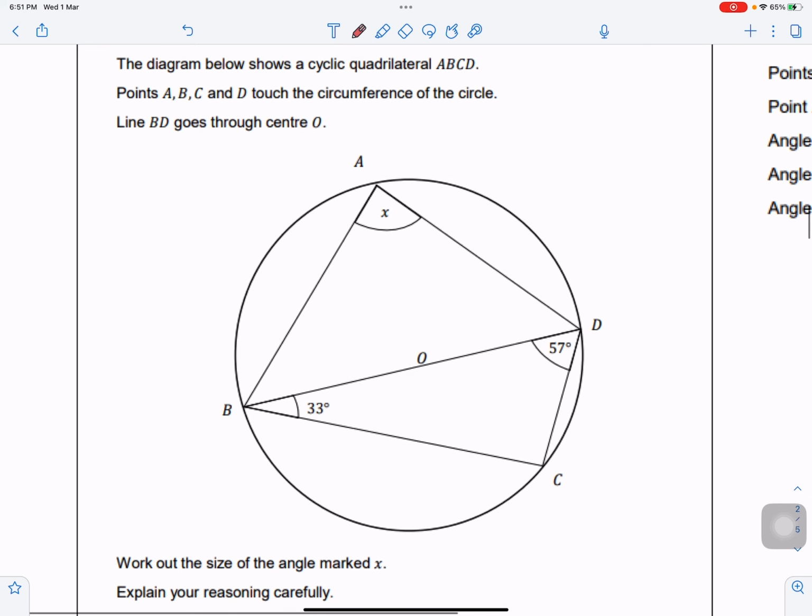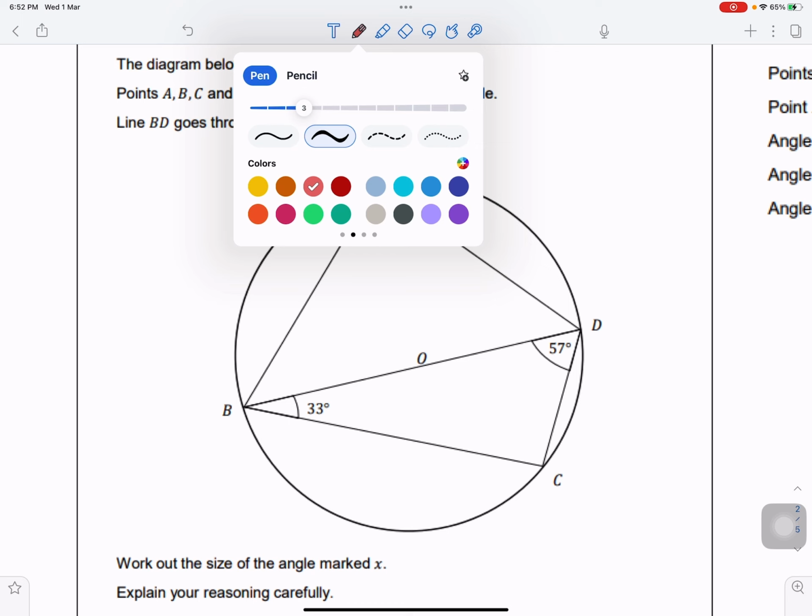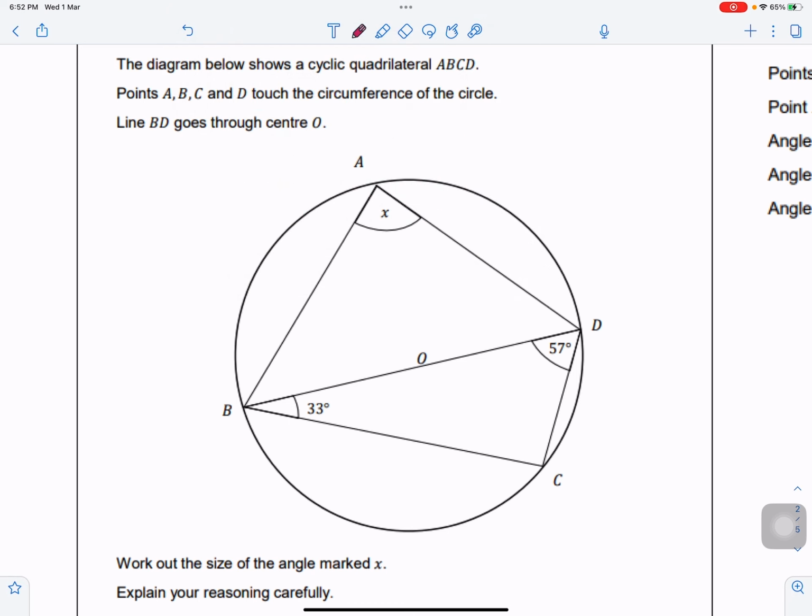Here you have to find out the angle x and you have to explain the reason also. Now this is very important. You must know all the reasons by heart. Okay. So ABCD is a cyclic quadrilateral. Cyclic quadrilateral means the four vertices are on the circumference of the circle and opposite angles are equal to what? Supplementary. The sum of the opposite angles is 180 degrees.